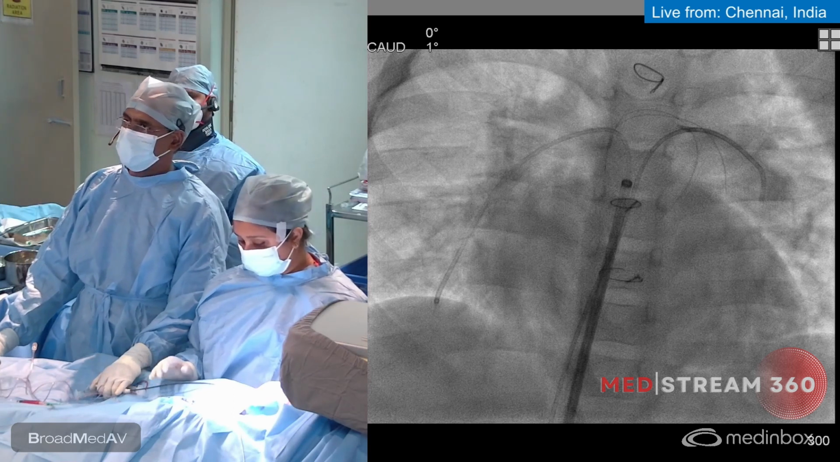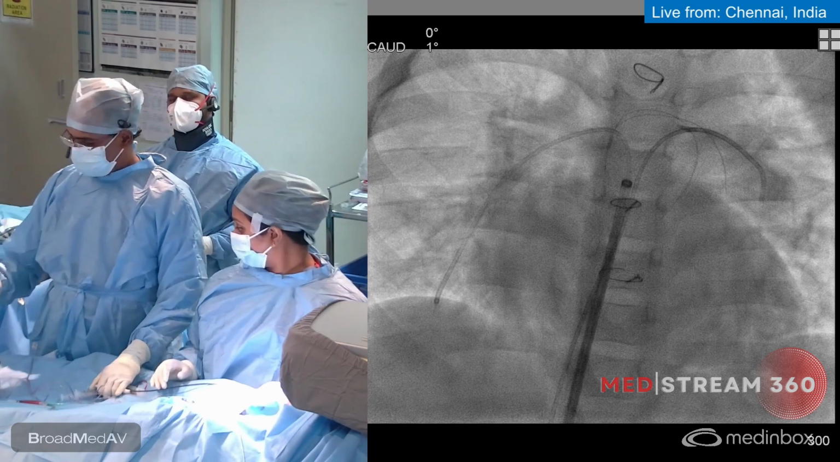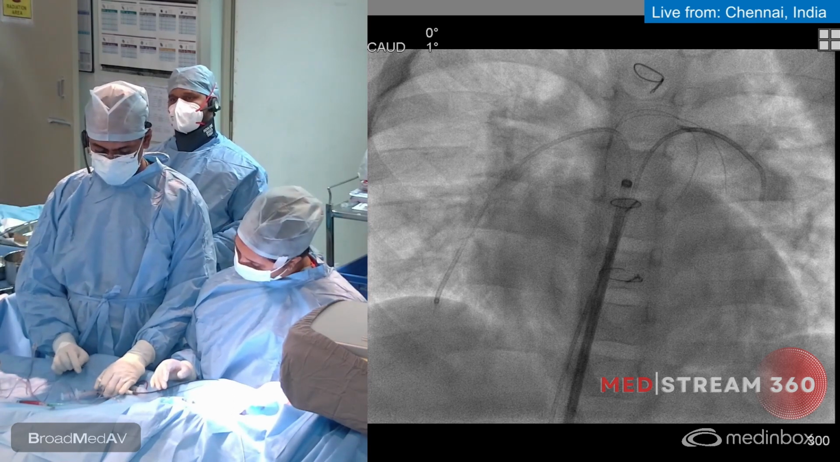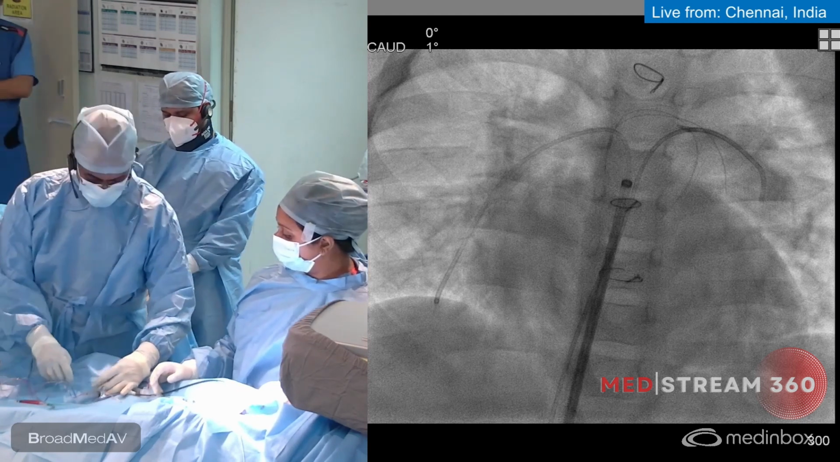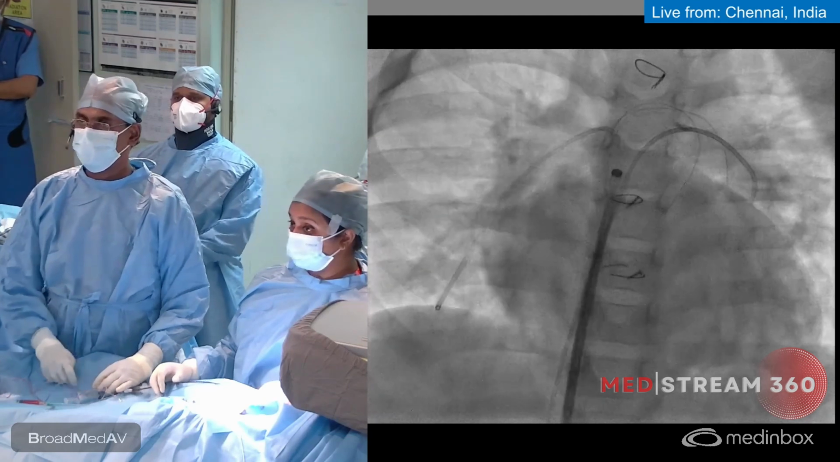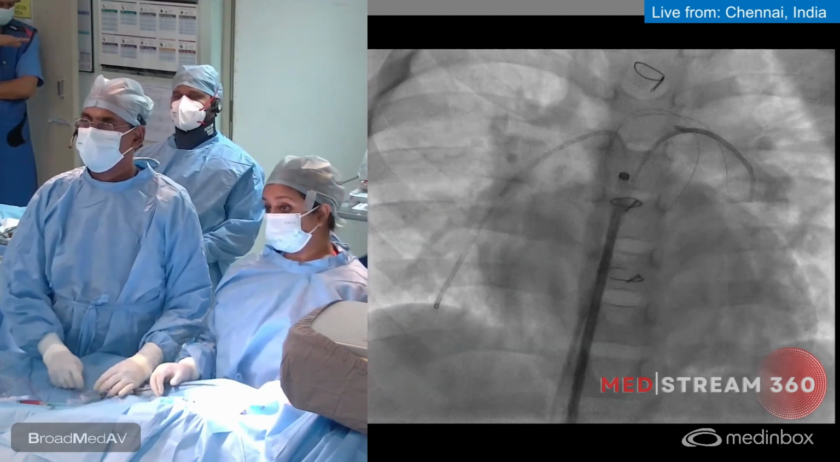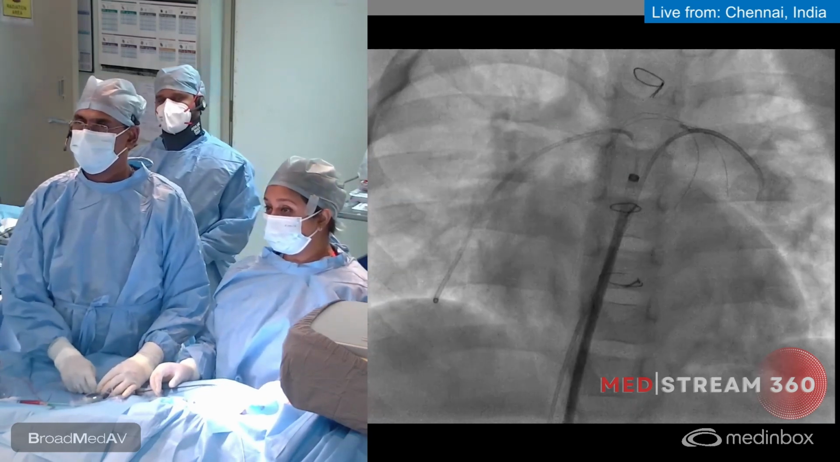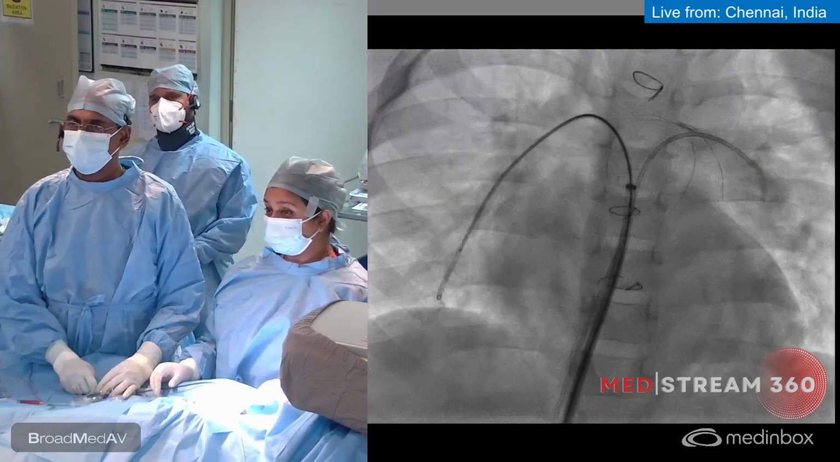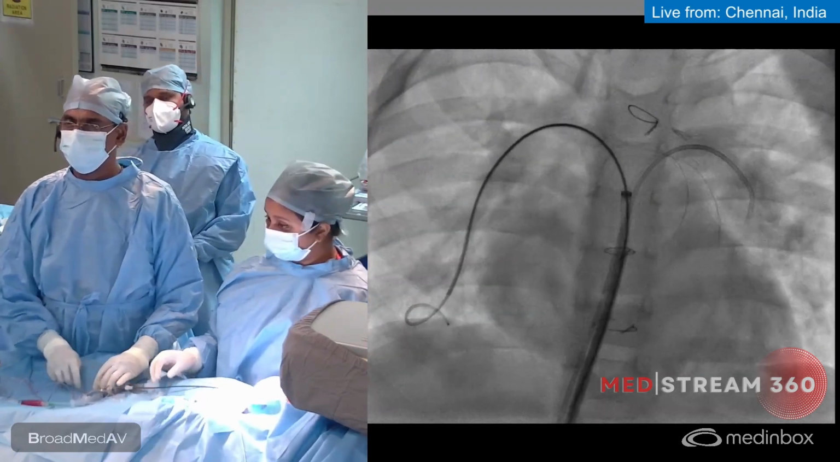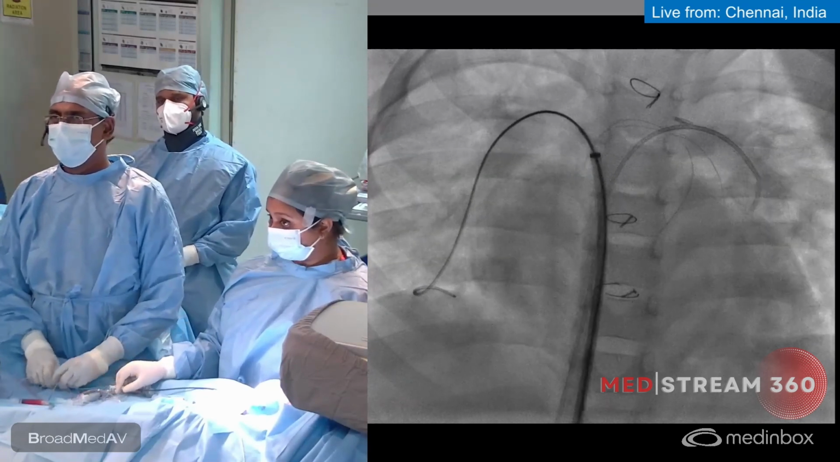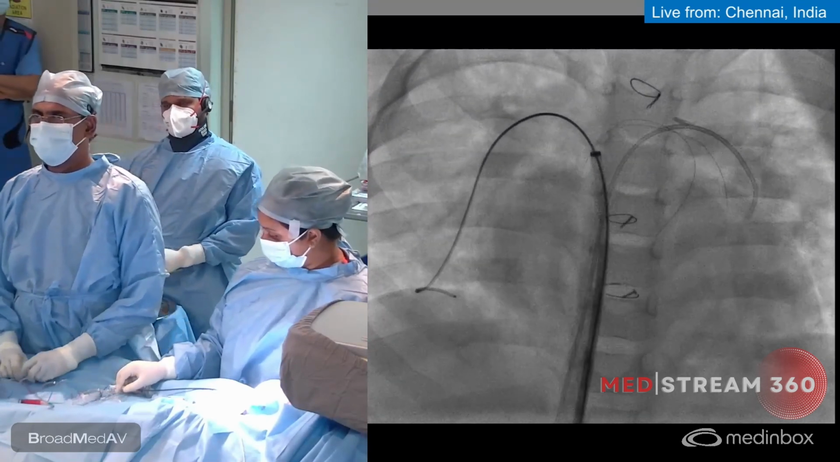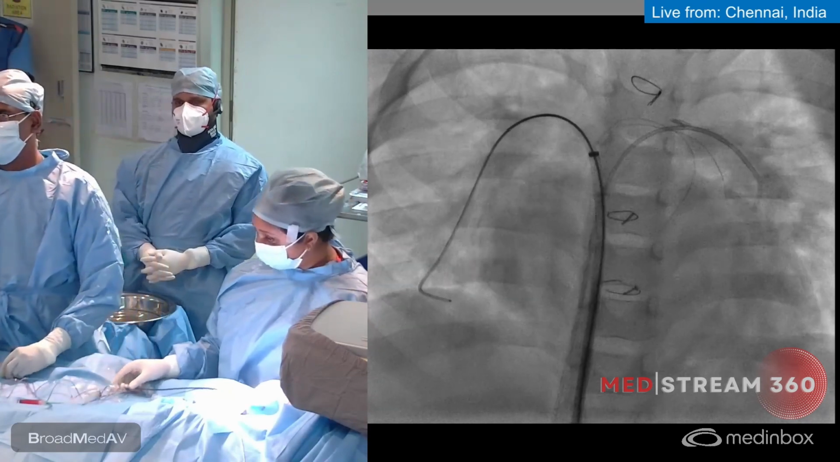So this Amplatz Super Stiff guide wire will be our workhorse for the stent angioplasty. Once I position the catheters, then we will take some measurements and then take a decision. Already it looks like the length of the stent needs to be about 3 centimeters. We need to decide about the diameter of the stent.